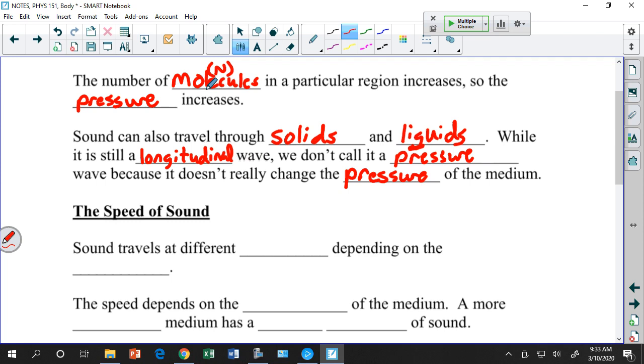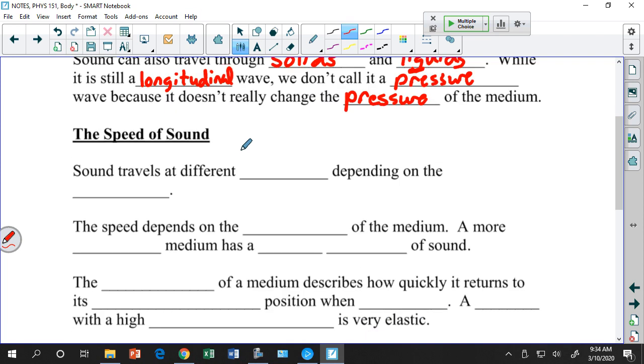So when we talk about longitudinal waves traveling through a solid, we don't really talk about them as pressure waves, just because they don't change the pressure of the material. But nonetheless, they can move through a solid. All right, we'll continue that with the speed of sound. That idea will come back.